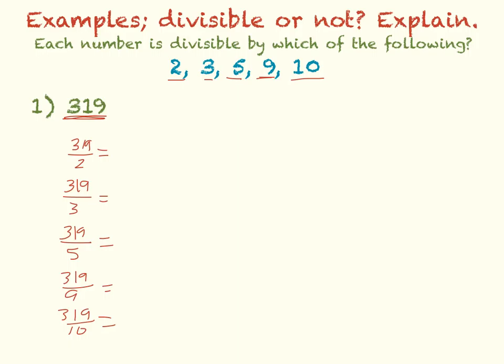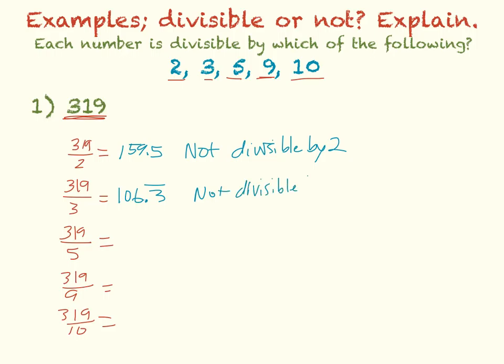So when I do this, what I see is 319 divided by 2. Well, one of them's an even number, one of them's not, so I know it's not going to be. But if I type it in, I get 159.5. So not divisible by 2. And 319 divided by 3 is 106.3, repeating. So it's not divisible by 3. And then, so 319 divided by 5, we get 63.8. So it's not divisible by 5.